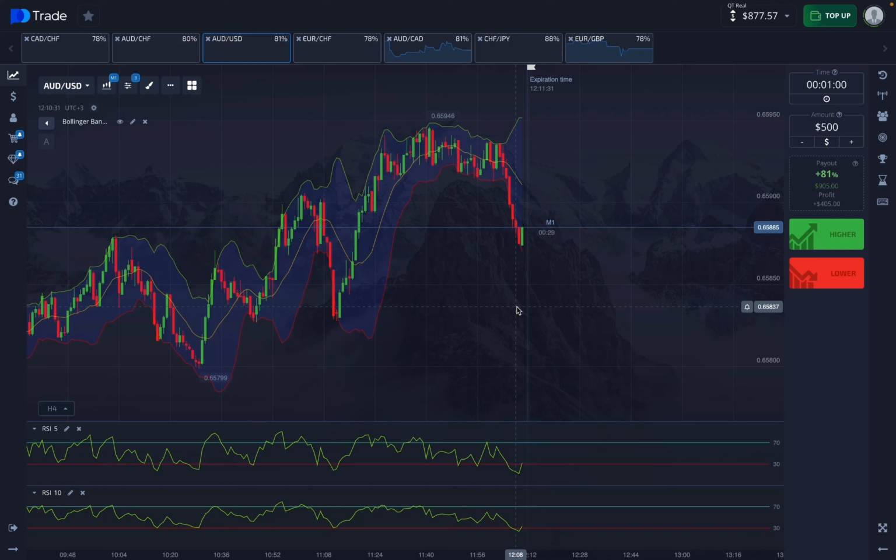So let's get started with our trading. I also selected all currency pairs with the most optimal payout percentage. Today we are analyzing such indicators as Bollinger Bands with a period of 13 and a deviation of 2.